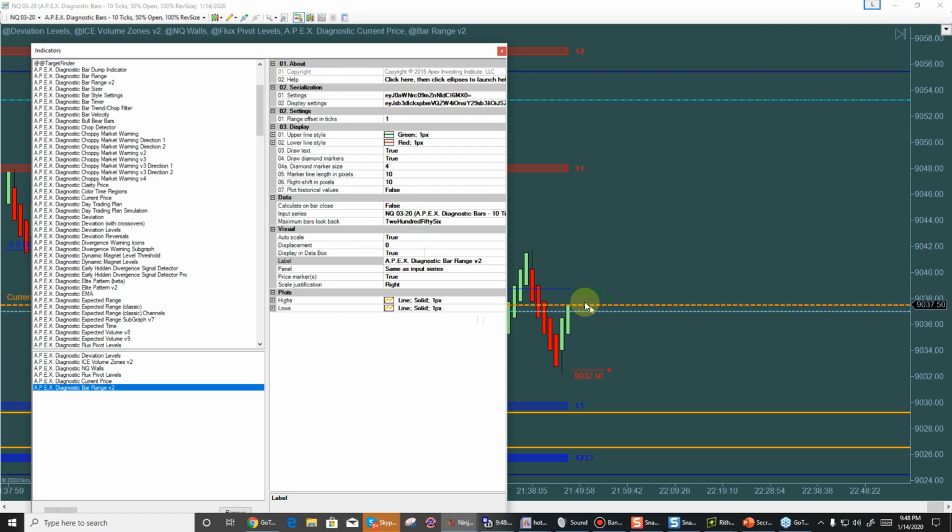And then you get the range. If it hits this price, it'll make a new bar. If it hits this price, it'll make a new bar. Okay? Making sense so far?